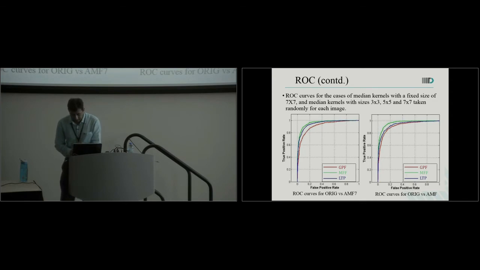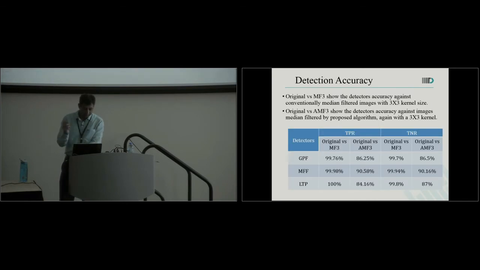So we see a comparison against what happens when we haven't performed the counter-forensic operation. Here is the table showing the results when the counter-forensic operation is not done. That is, original versus MF3, median filter for 3x3 kernel, and original versus AMF3, that is the anti-forensic median filter 3x3. When there is no counter-forensic operation, all 3 detectors show a very good performance for both TPR and TNR. Both are pretty close to the 100 mark.